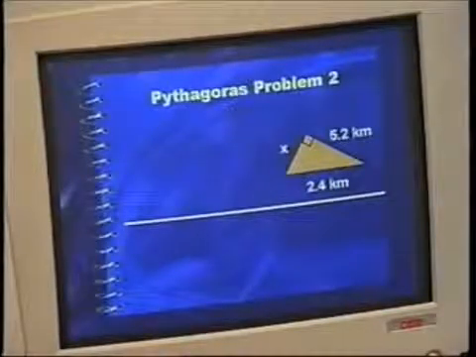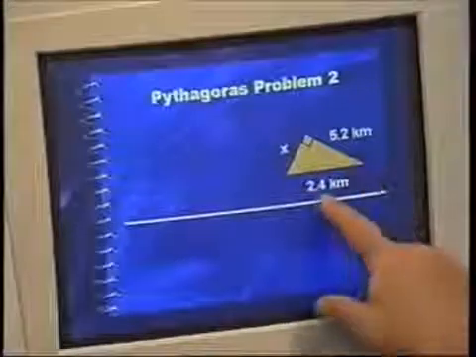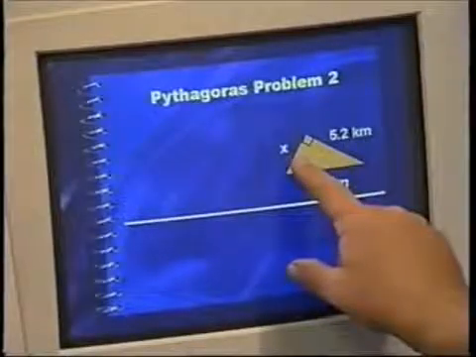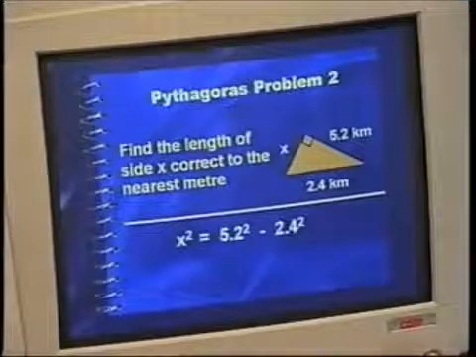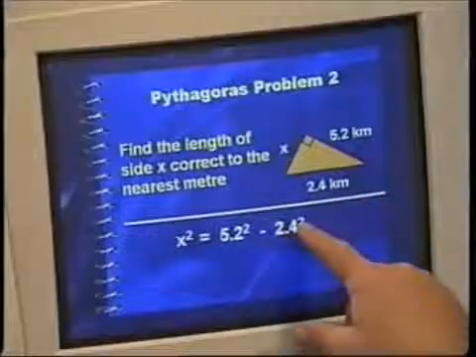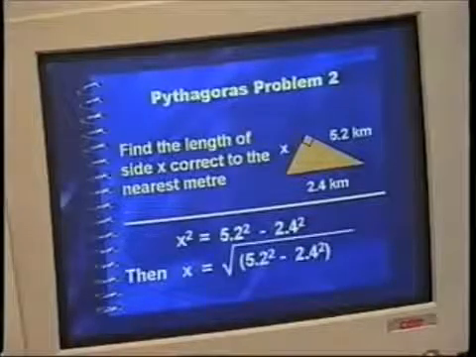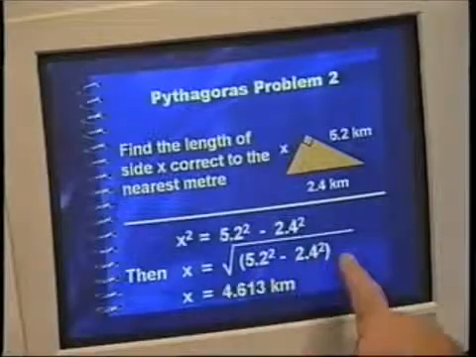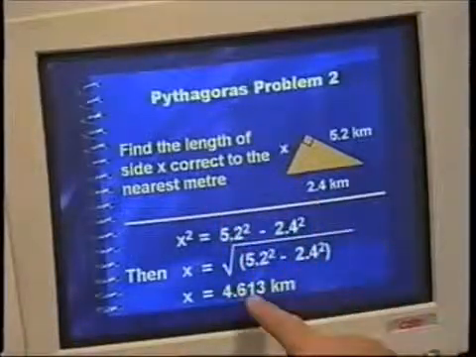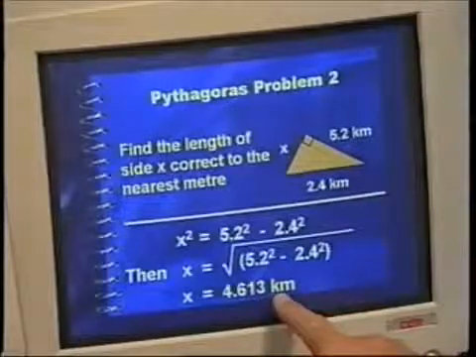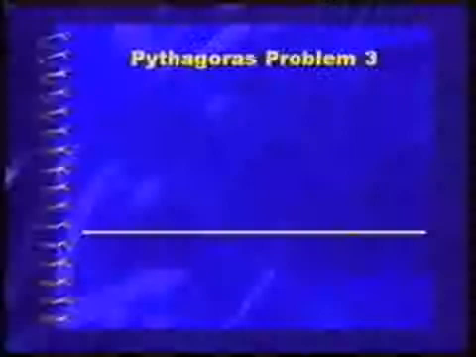Slightly more difficult problem here. Here the hypotenuse is known as 5.2, and we have to find that particular side, so we have to do a subtraction. When you do the subtraction, 5.2 squared, subtract 2.4 squared, put it in the calculator, make sure you use the brackets, and round it to the nearest meter in this particular case. That means 3 decimal places, because the units are kilometers. So this is really quite a difficult problem, as you can see. If the hypotenuse is given, indeed you have to do the subtraction.